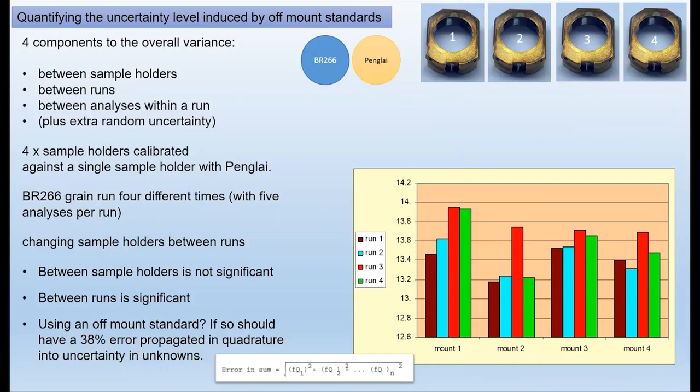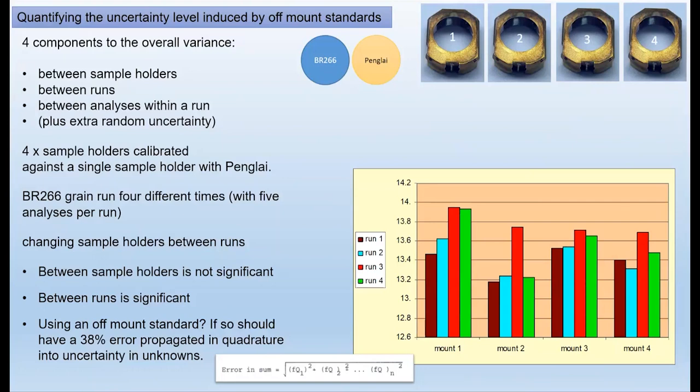We carried out a bit of an exploration of this where we did a test between looking at Penglai zircon and BR266 zircon on a series of mounts that were mounted in different holders, and then going between each of these holders, carrying out a series of analyses and back again for several days to try and quantify the extra additional uncertainty that brings.